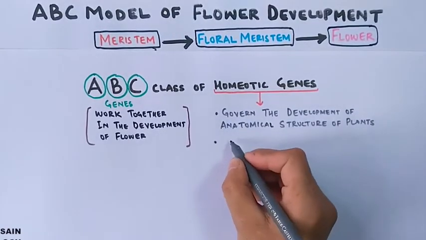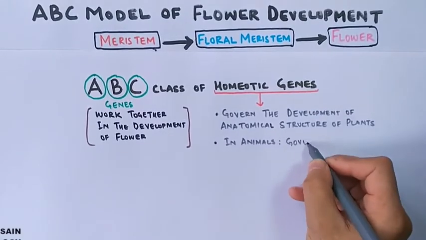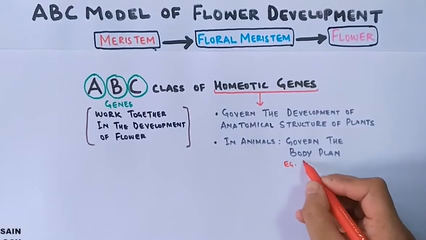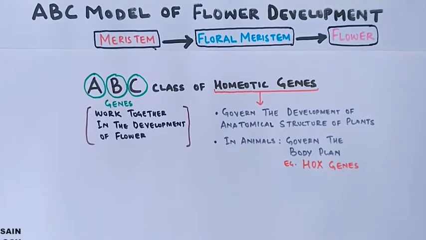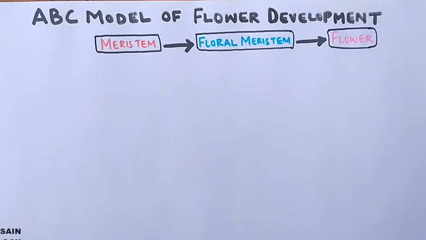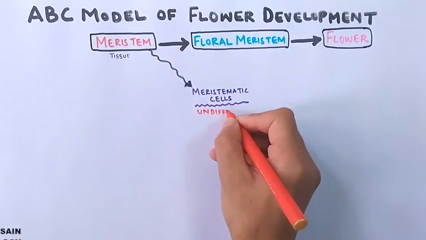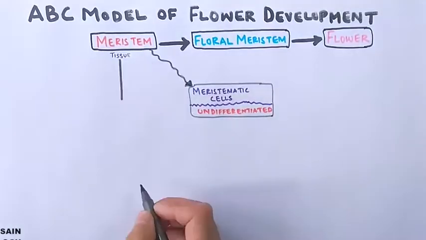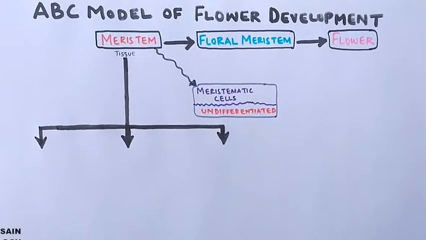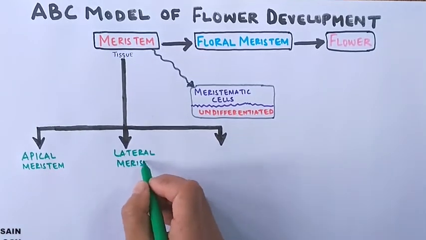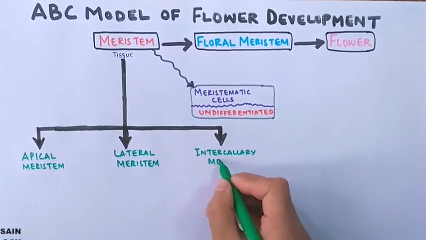And also remember, in case of animals, homeotic genes are the genes that govern the body plan and its structures. Like we have Hox genes, which are the homeotic genes in our body. Now getting back to the meristem tissue. We know initially it is the undifferentiated cells called the meristematic cells. Then after the differentiation, it differentiates into three types of meristems. One is apical meristem, second one is lateral meristem, third one is intercalary meristem.